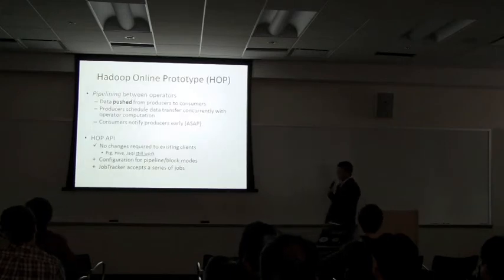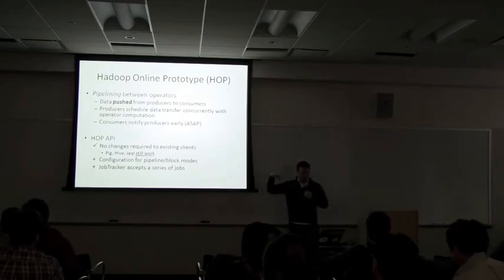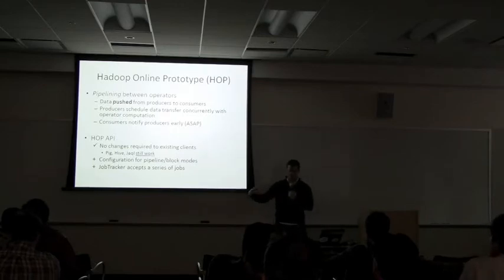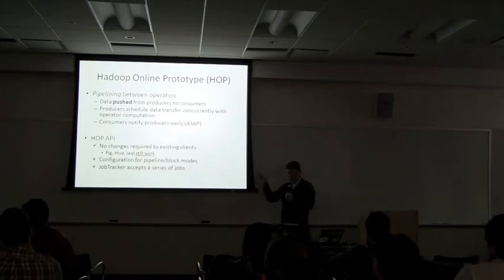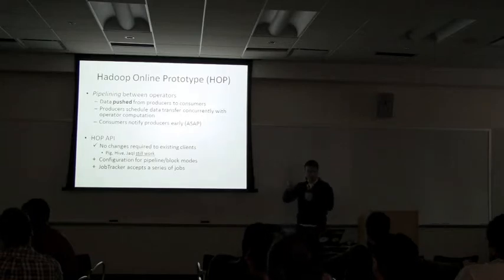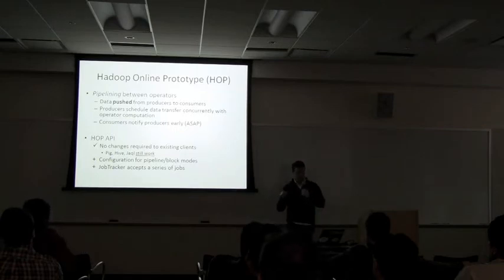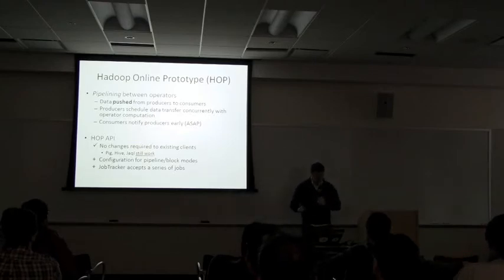So HOP, or the Hadoop Online Prototype, is simply pipelining between operators. So data is actually pushed from producers to consumers. Now for the purposes of this talk, when I say producers, you want to think of maps. When I say consumers, you want to think of reducers. But in the paper, we also describe inter-job pipelining, where the producers are reduces from some job, and the consumers are maps from a subsequent job. But I won't talk about that today.